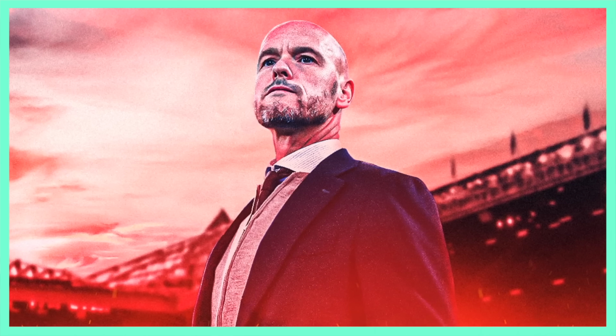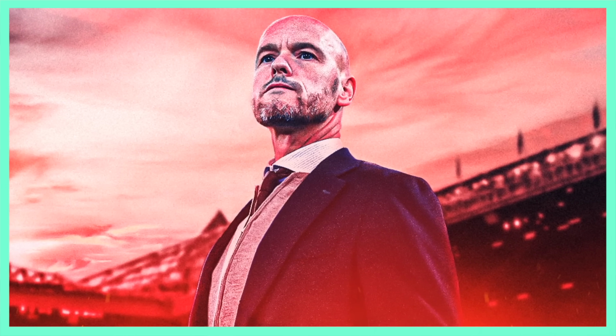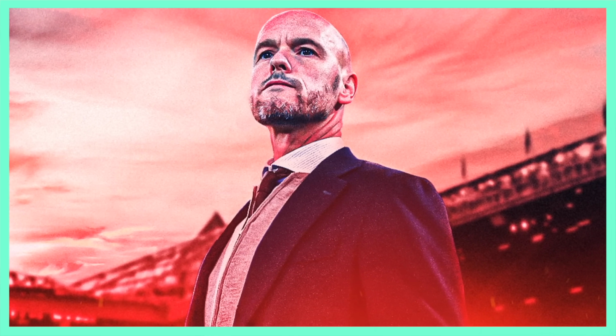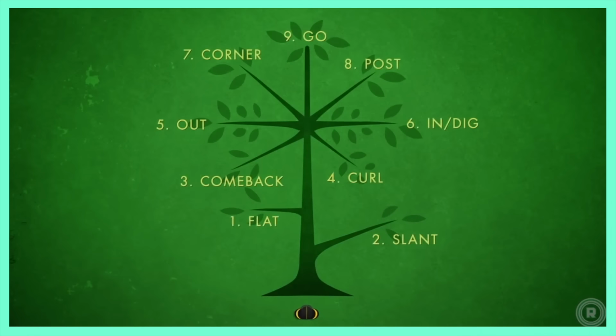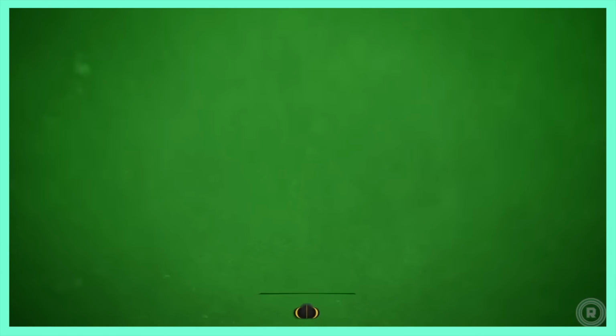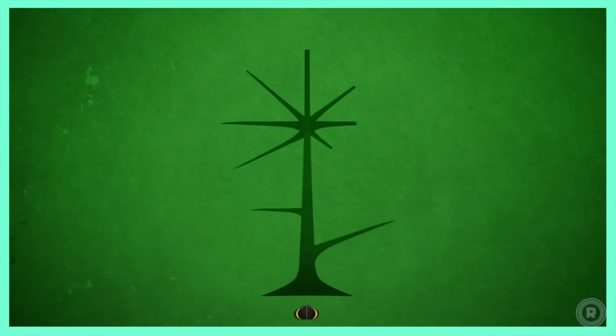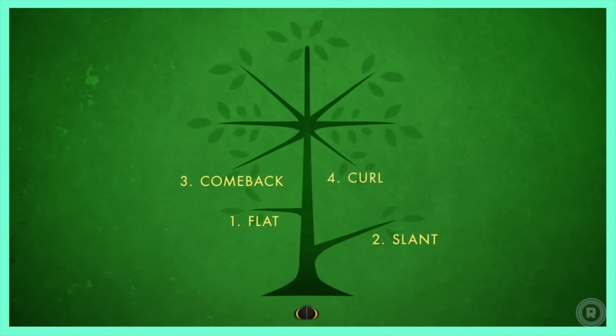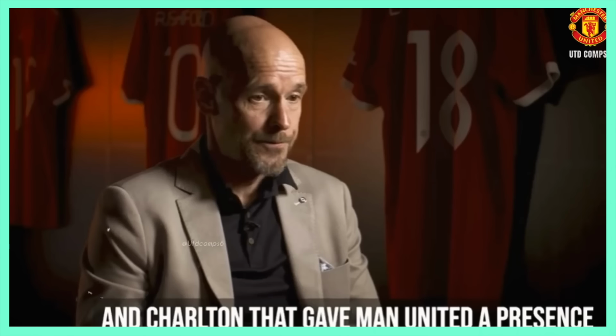But Ten Hag could also take another element from American football, and that is what's known in the NFL as a route tree, which is a numerical system used to identify specific runs that the offensive players could make. There's 9 different movements which show different runs a receiver can make. Now in football we do also see attacking players vary their movements, but not to the same extent as we do in the NFL, and definitely not as well organised or tactically sophisticated.